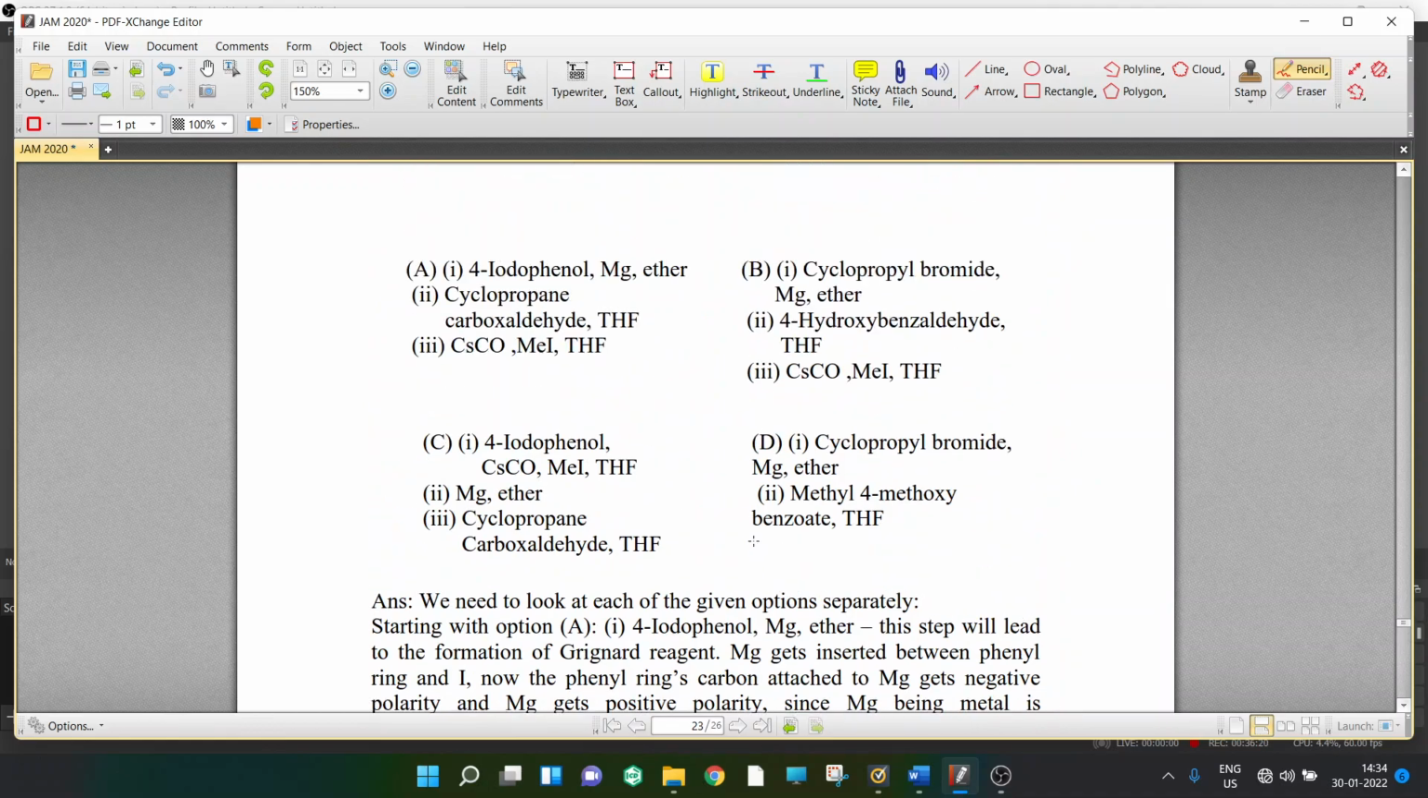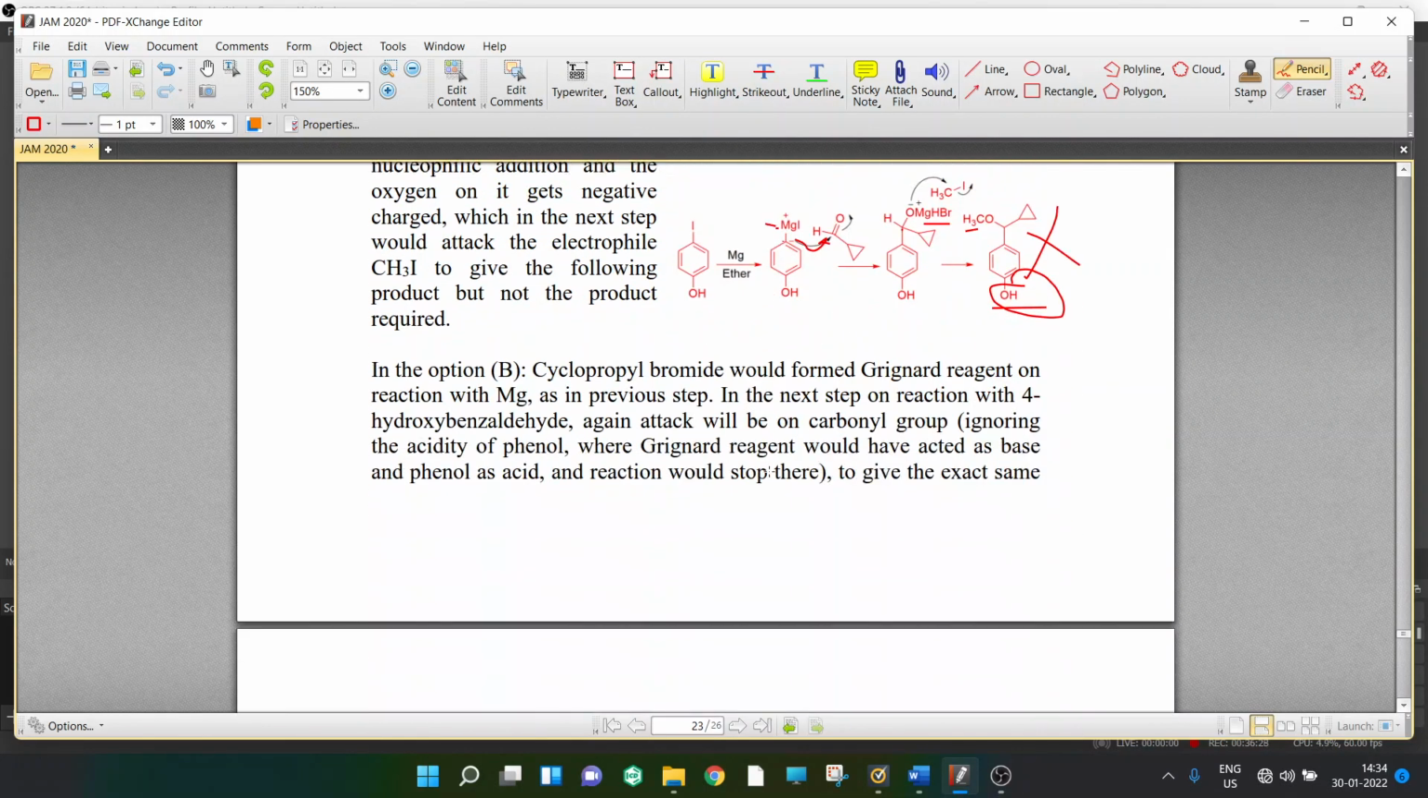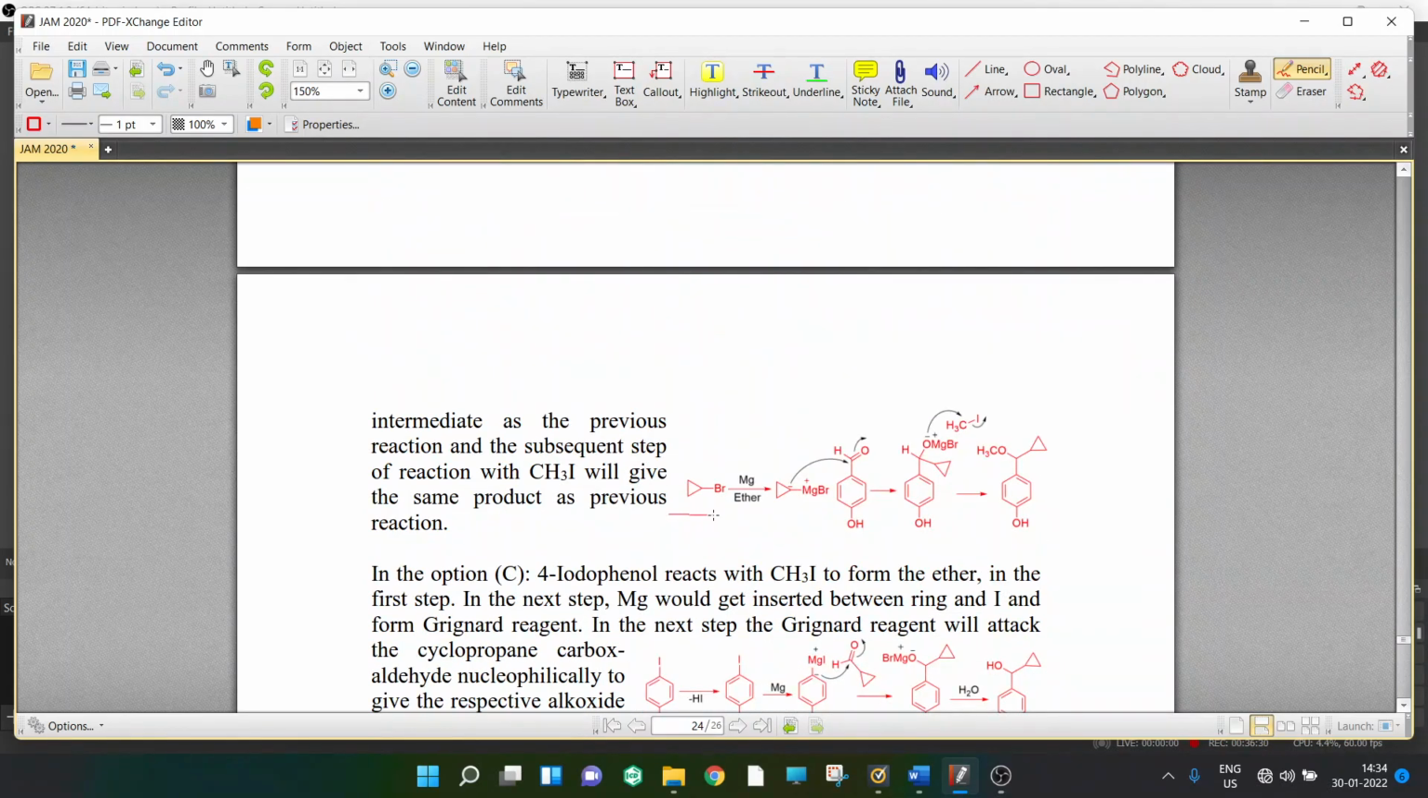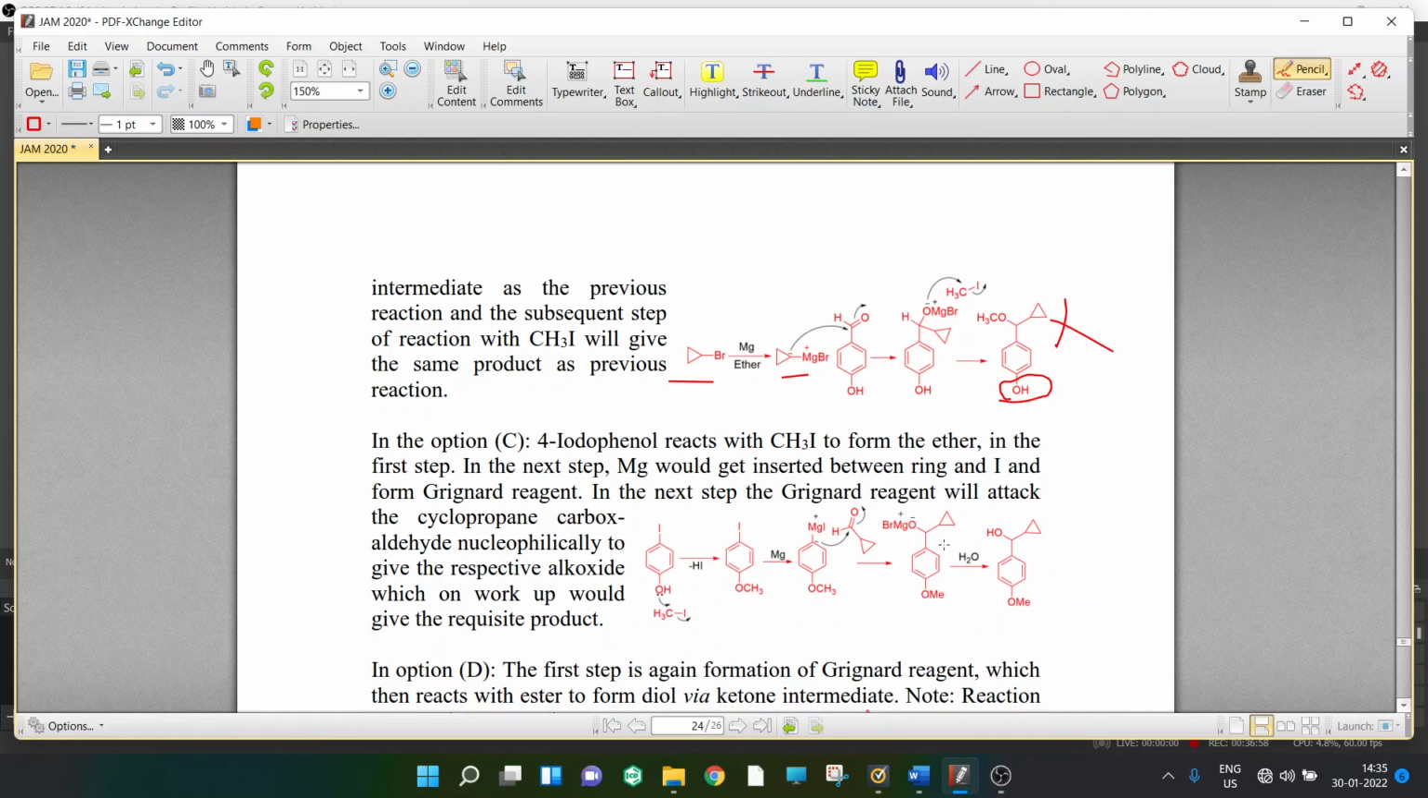Option B, what is there? First you are having cyclopropyl bromide, and then you are adding 4-hydroxybenzaldehyde, and then you are adding methyl iodide. So let us look into it. First you are having cyclopropyl bromide, you are adding magnesium, it is again forming Grignard reagent. Once Grignard reagent is formed, this negative goes and attacks on this CHO, this comes up and you get H, cyclopropyl, you get O minus, and you are getting this benzene ring, and then this O minus goes and attacks the CH3, and you again got the previous product. See, you should have got OCH3 here, but you have not, so this is also not the right product. Option C.